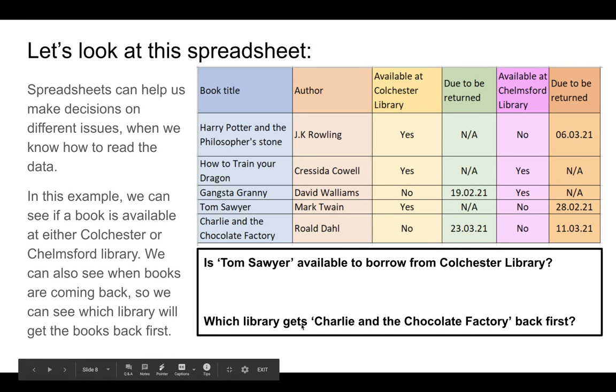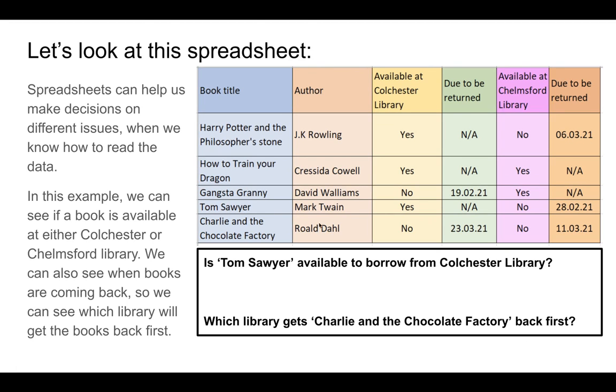Which library gets Charlie and the Chocolate Factory back first is a tricky one because we're having to look at the dates in which it's returned. So if we look at Charlie and the Chocolate Factory, it isn't currently available at either library. So we can look at the dates to decide which one we want to go and get the book from first, as it will come in sooner. So it'll come into Colchester Library the 23rd of March 2021, but it will come into Chelmsford Library on the 11th of March 2021. So if you wanted the book sooner, you know you could wait until the 11th of March to go and get it from Chelmsford Library.